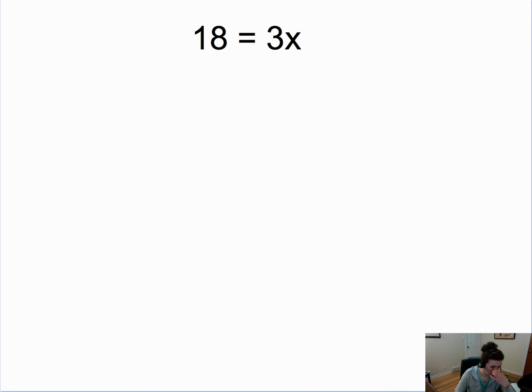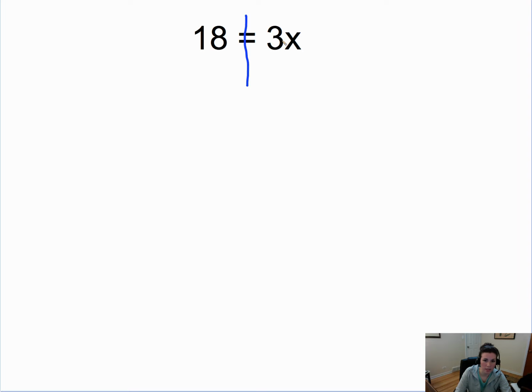In the next example, we have 18 equals 3x. So let's look at the two sides of our equation. On the left-hand side, we have an 18. On the right-hand side, we have 3x. I want to get the variable by itself. So now the variable is on the right-hand side of the equation.